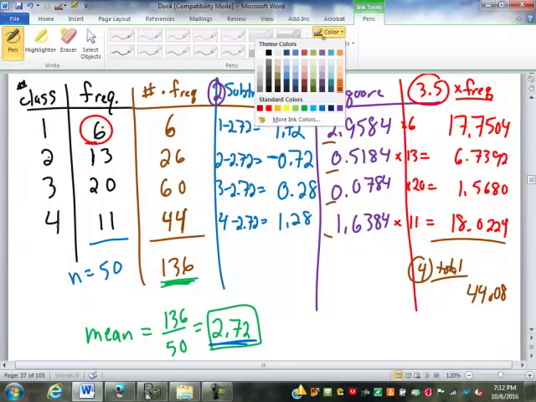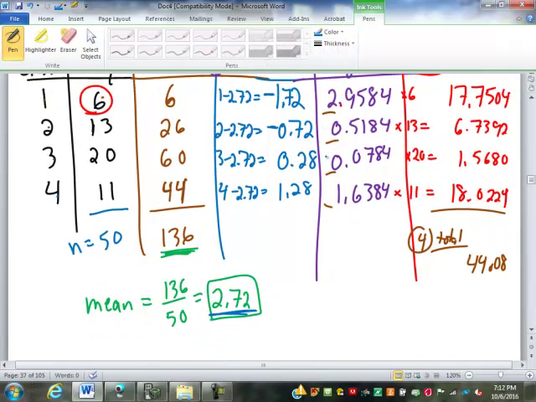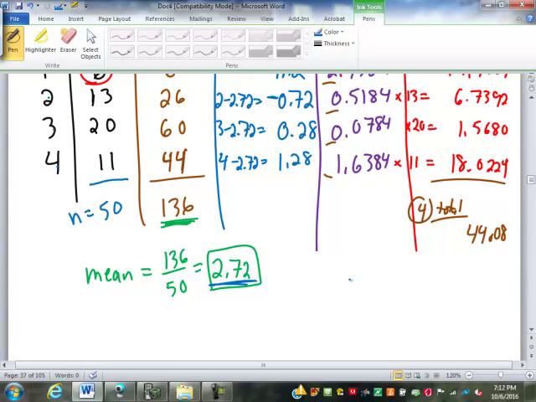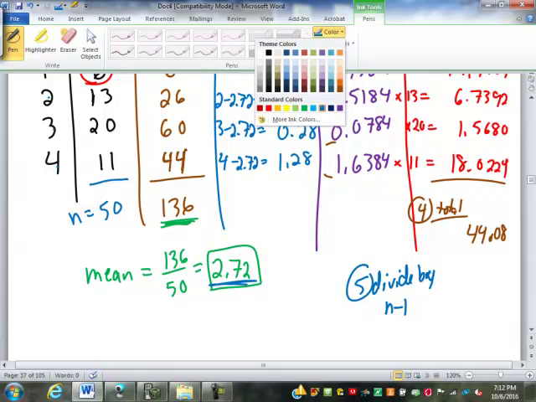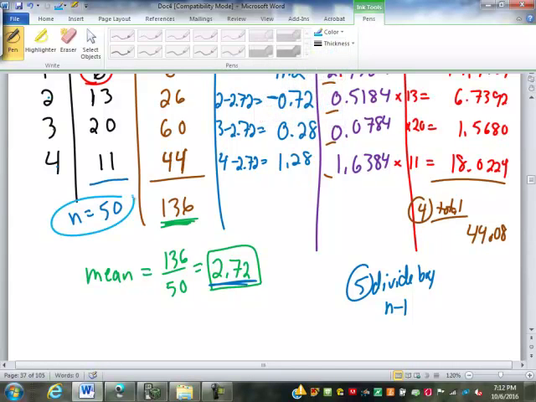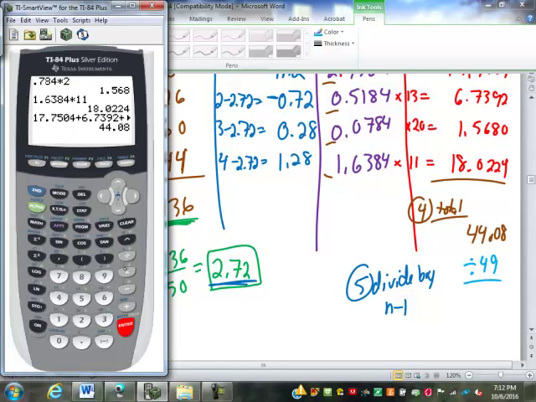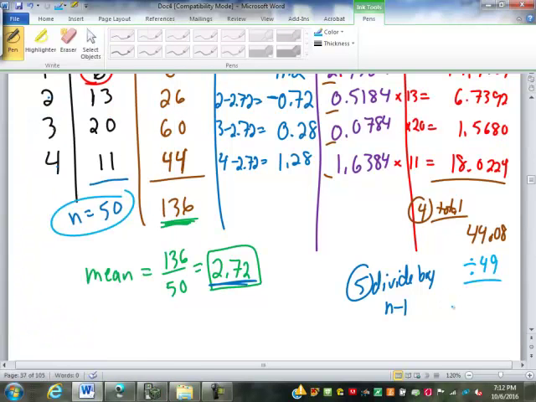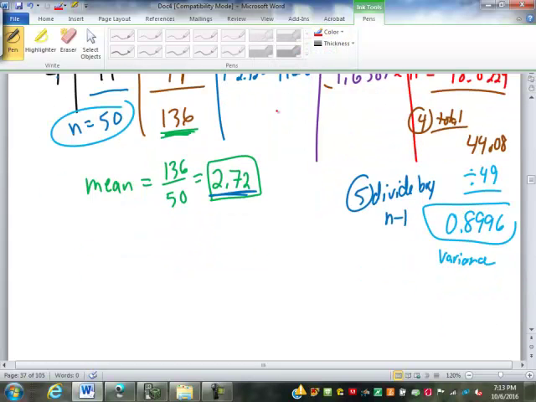What was step 5 again? Step 5 is divide by what? By n minus 1. What's n here? 50, so we're going to divide by 49. So 44.08 divided by 49 is 0.8996. That would be the variance. But we're asked for the standard deviation, which means we have to do what? Square root.